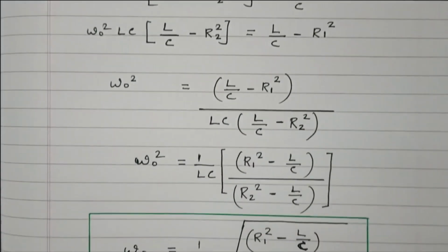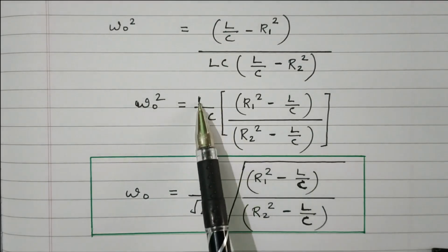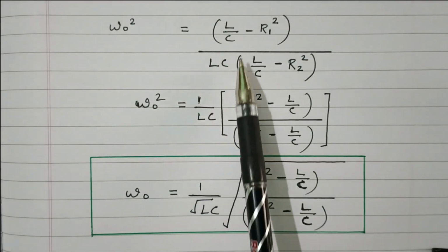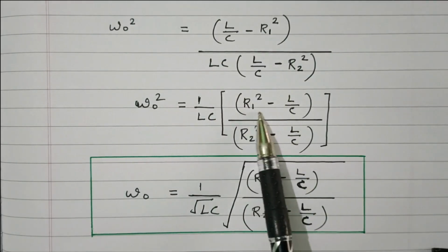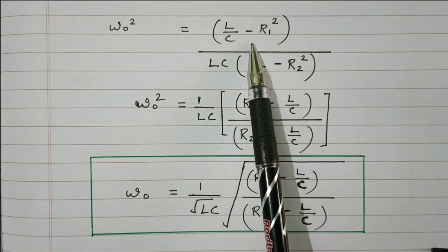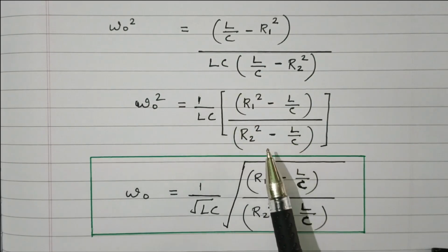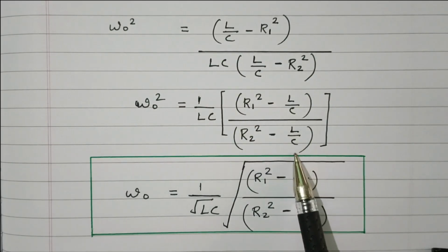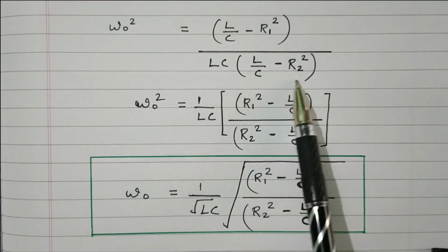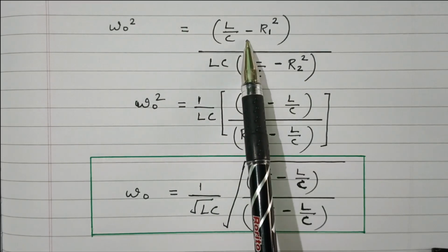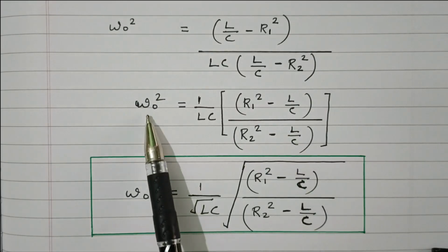I will go for the further simplification. So this is 1 divided by LC. Here what is available is written in reverse, it is interchanged: R1 square minus L by C here, so that will get one negative. This term also is interchanged, so here also we get one negative, so both become positive, R2 square minus L by C. In order to bring the uniform form, these two terms are interchanged. While interchanging, this term will get negative, this term one more negative, so it becomes positive. So this is omega naught square.